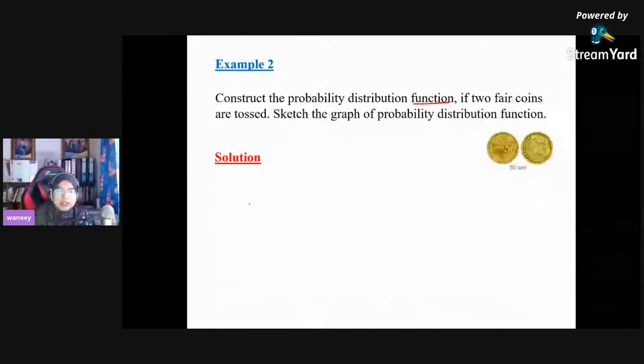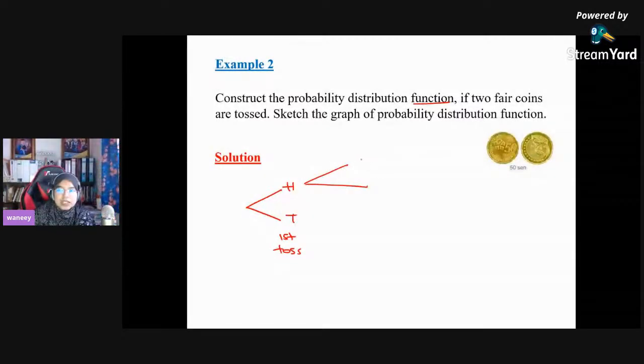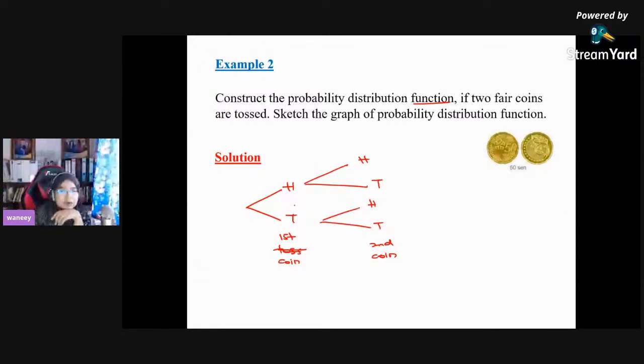Okay, so the first one, we either get a head or a tail. So this is for the first toss. So you can either get a head or a tail. And then for the second one, because you have two fair coins, this is for the second one, head or tail again. Perhaps this one is better for first coin and second coin, right? Second coin, head and tail again.